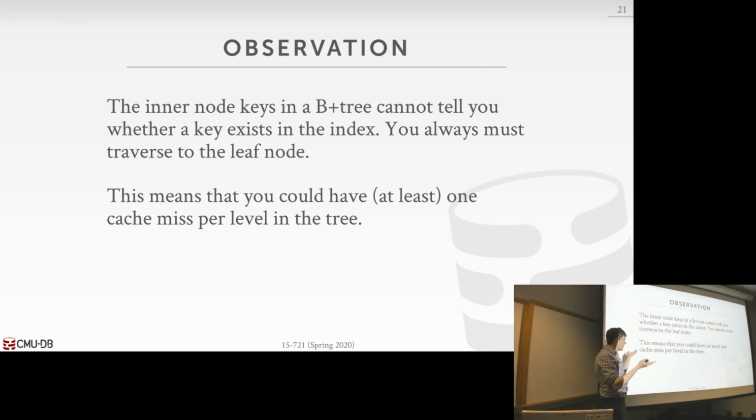So now, to his comment, if I make my node be the size of a single cache line, then in the worst case scenario, in order for me to figure out whether a key exists in my table, I have to pay one cache miss for every single level of the tree, right? Just to see whether something exists.